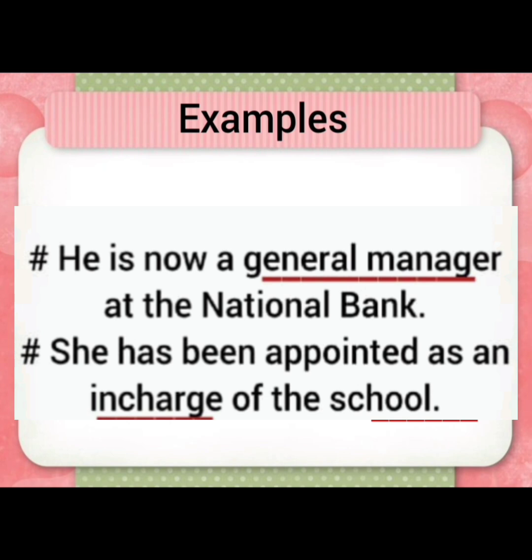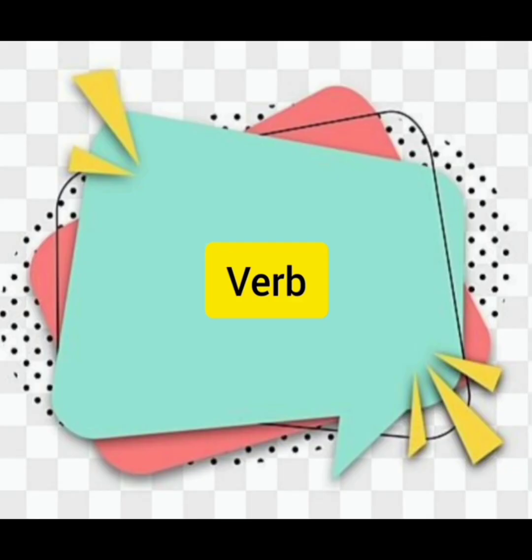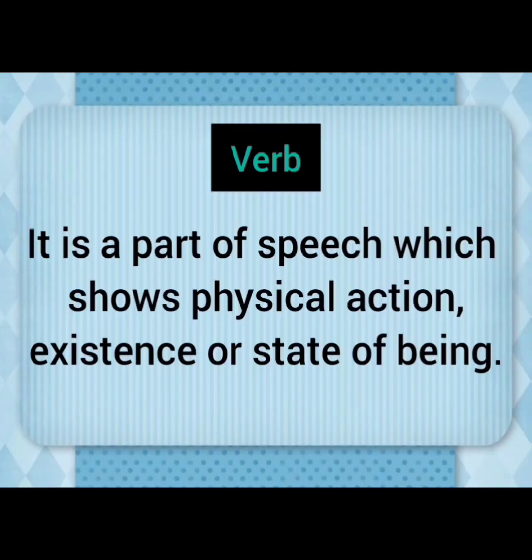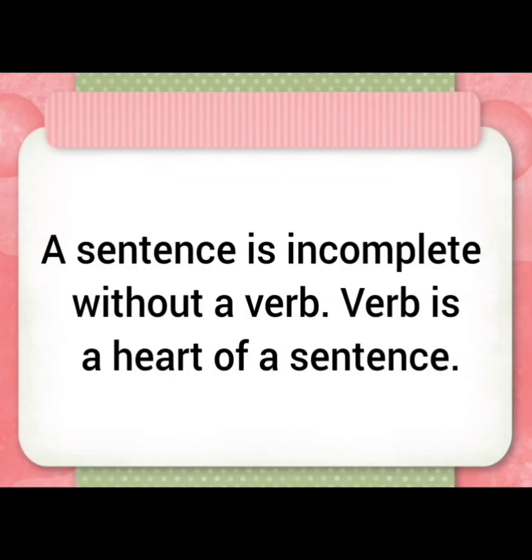She has been appointed as an in charge of the school. Now, the subject of this sentence is she, and in charge is used as the subject complement for the subject she. Now next is verb. It is a part of speech which shows physical action, existence or state of being. A sentence is incomplete without a verb. Verb is a heart of a sentence.